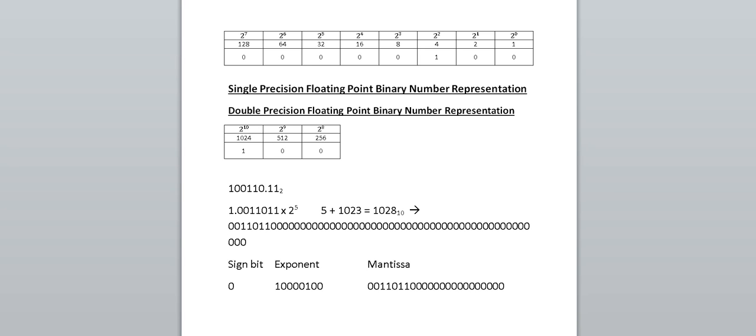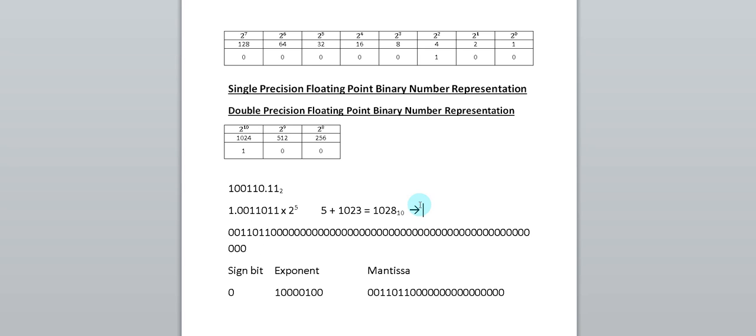Wait, sorry for that. Oops. So 100 and 00. This will now be our exponent, which should consist of 11 bits.